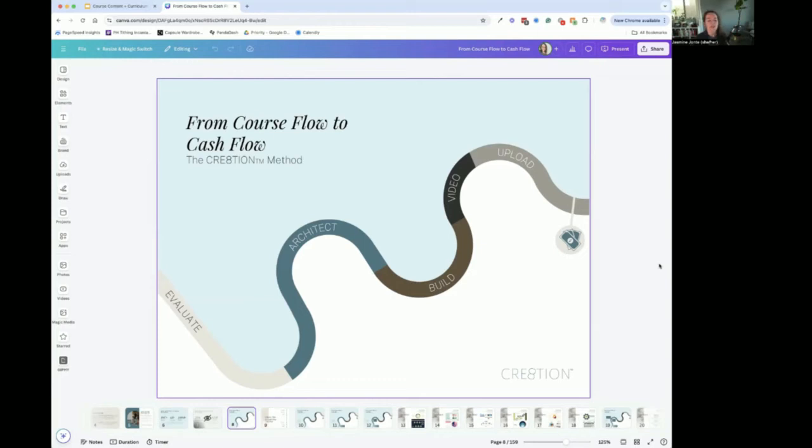Okay, so back to this. Let's think about it. I'll go through these at a really high level so you kind of understand, and then I'm going to break down how it works over the course of this week. So evaluate is when we look at what you currently have. Evaluate gives us the opportunity to see what we're working with.